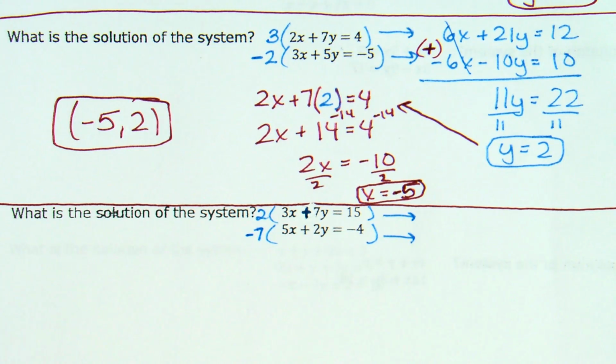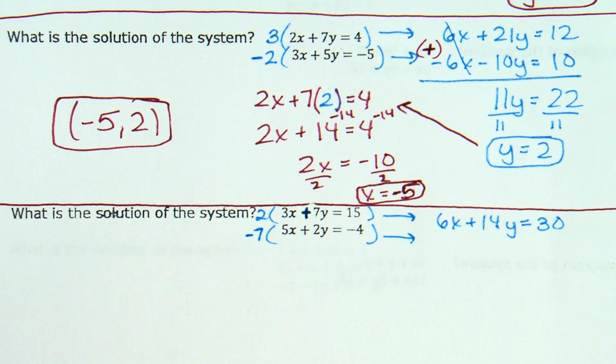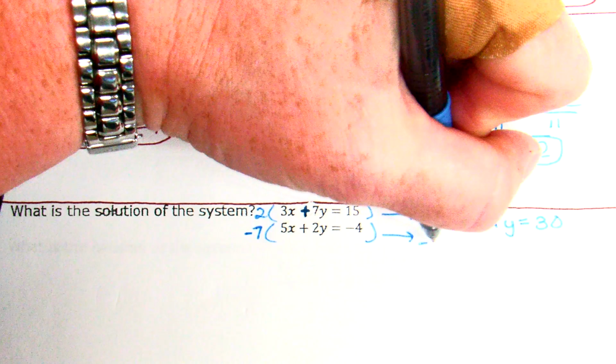Lauren, what'd you do? 6x plus 14y equals 30. Okay. Bottom equation by -7. I guess I don't know who's going with me and who's trying to meet me in the end here. So, anyone got the bottom one by -7? You got it, Garrett? Negative 35x minus 14y equals 28. Okay.